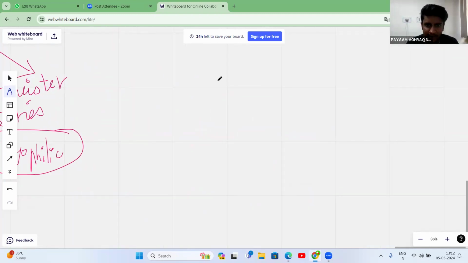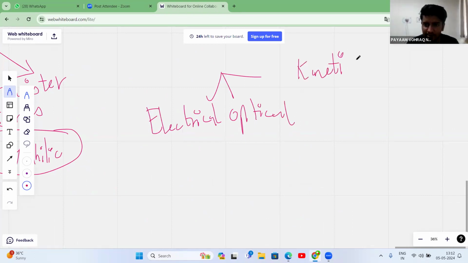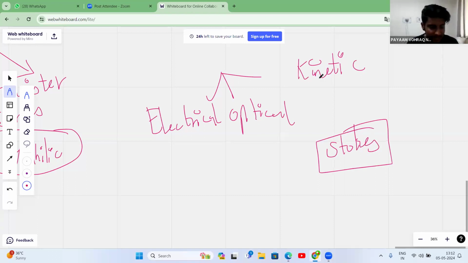Then we have certain properties. We have electrical, optical and kinetic, three kinds of properties. Brownian movement, sedimentation. Which law is used for sedimentation? Which law is useful in sedimentation? Which law is used in sedimentation?